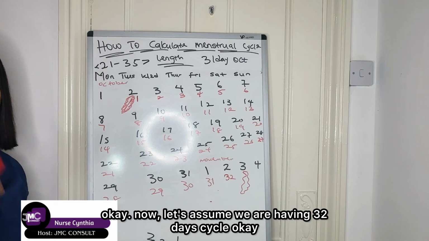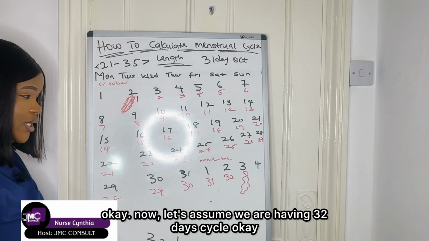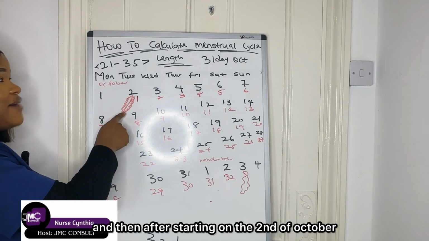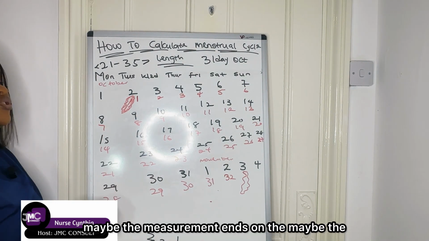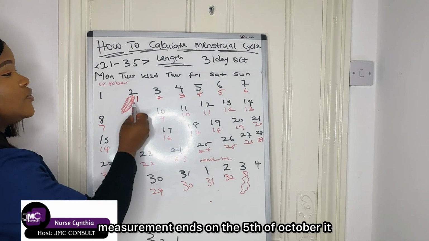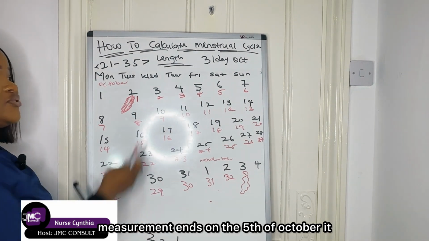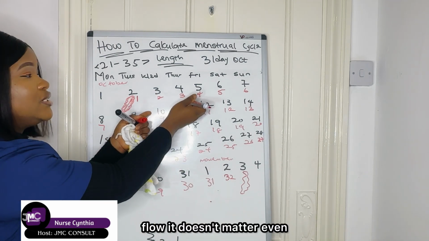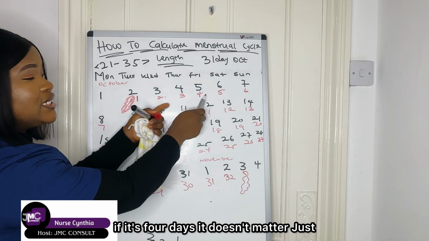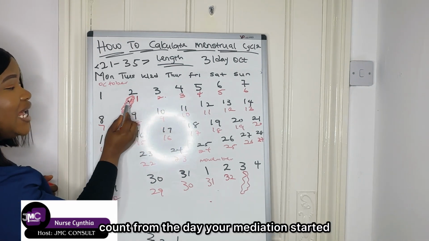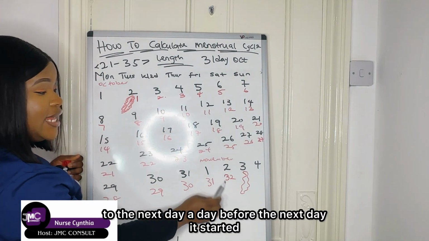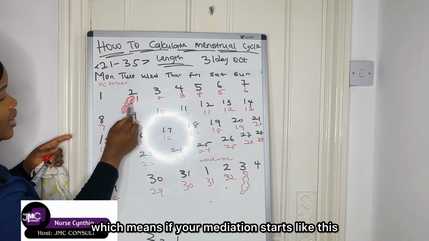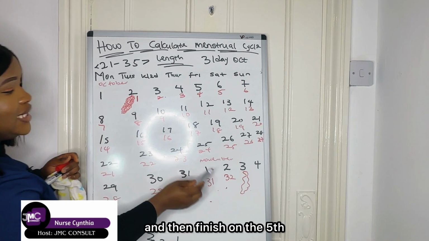Now let's assume we are having a 32 days cycle, and your menstruation starts on the 2nd. And then after starting on the 2nd of October, maybe the menstruation ends on the 5th of October. It doesn't matter the menstrual flow, the number of days you had the flow. Even if it's 3 days, even if it's 4 days, it doesn't matter. Just count from the day your menstruation started to a day before the next time it started.